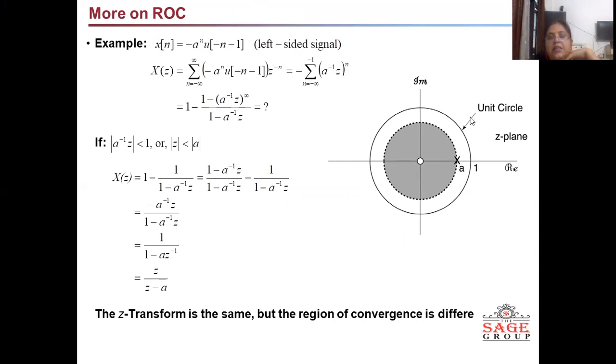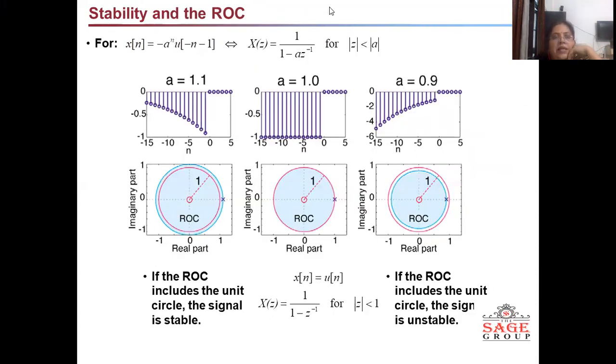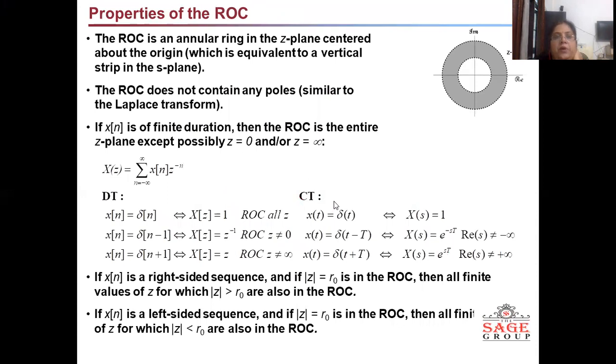Sometimes two signals are the same, but the ROC differentiates the two signals. Now in this case, again we take different values of a: more than 1, equal to 1, and less than 1. When we find the different ROCs for these conditions, if the ROC includes the unit circle, then the signal is stable, and if it does not include the unit circle, then the signal is unstable. So for the different values of a, we can conclude the different ROCs for the same given signal. Now the properties of the ROC.